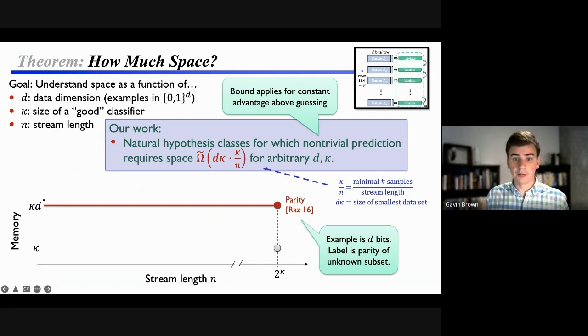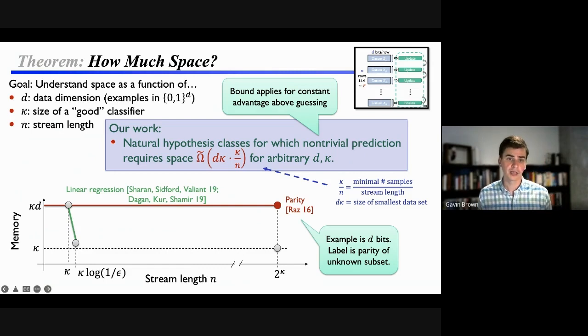This is a simple problem that can be solved with Gaussian elimination, but to do that, you need kappa times d memory. Raz proved that you need kappa times d memory for any stream length up until exponentially large, when basically you can do guess and check. So this is a very strong lower bound that applies across a wide stream length.